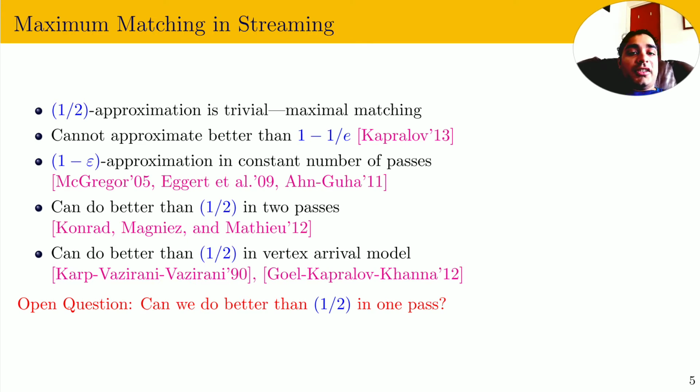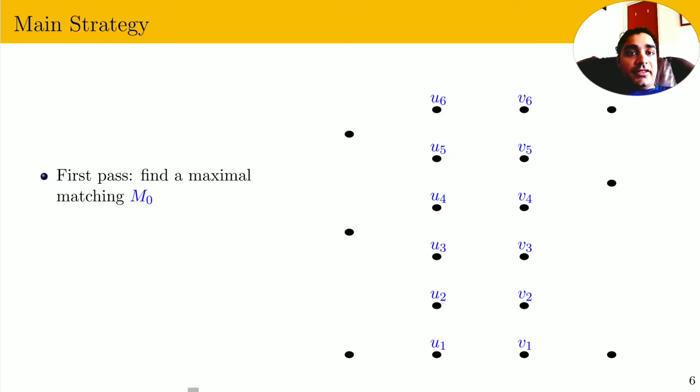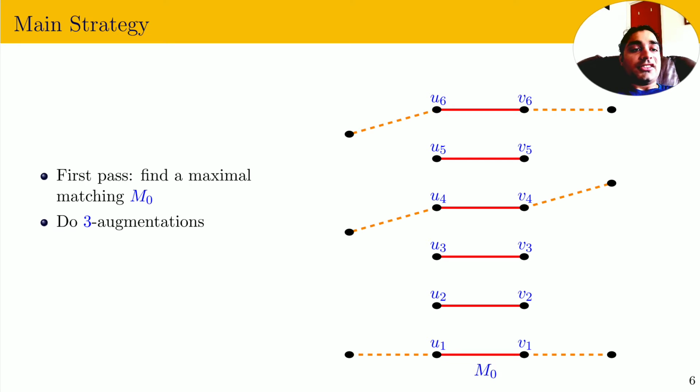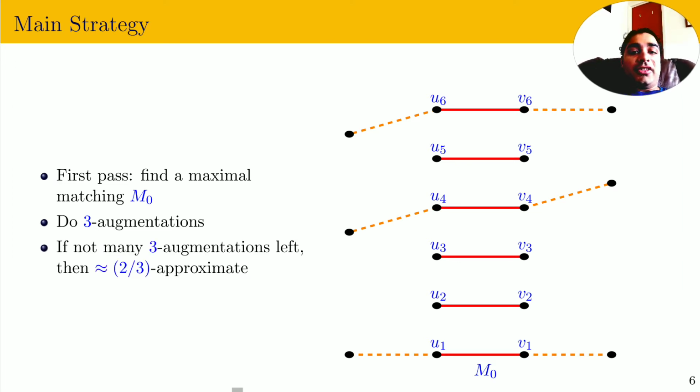Anyway, moving on to the multipass results that we are going to show. This is our strategy. You start with a maximal matching, let's say these red edges, and there are some free vertices. Then in the later passes, you want to do three augmentations. You do that by finding a vertex disjoint set of three augmenting paths as shown, and you just augment the maximal matching. Now the idea is that if there are not many three augmentations for the given matching, then your matching is close to 2 by 3 approximate.